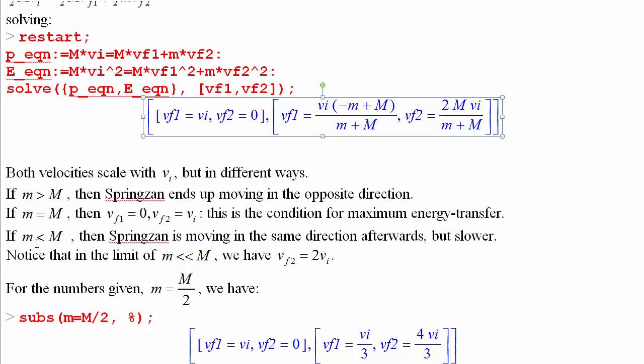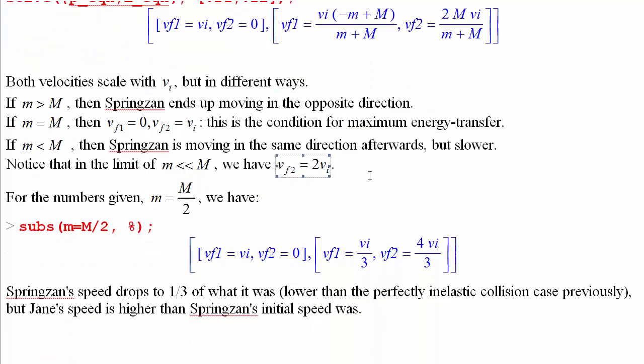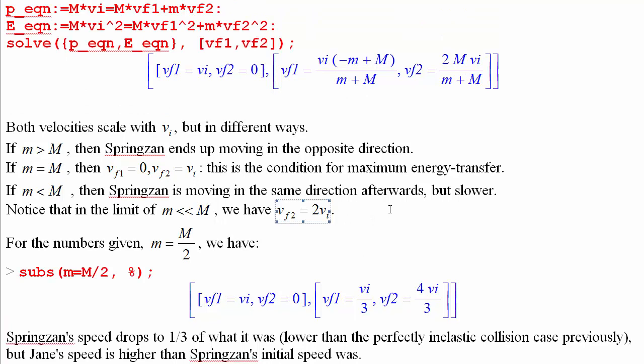What if Jane's mass is much less than Springzan's? This is a bit of a surprising case. Springzan keeps moving basically the same as what he was. He ends up with almost the same velocity as before, but a little bit of energy does get transferred, and Jane ends up flying off with 2 times Springzan's velocity. So if you have, say, a bowling ball swinging down and it hits a ping pong ball, if it perfectly elastically collides, the ping pong ball flies off with double the bowling ball's impact velocity.